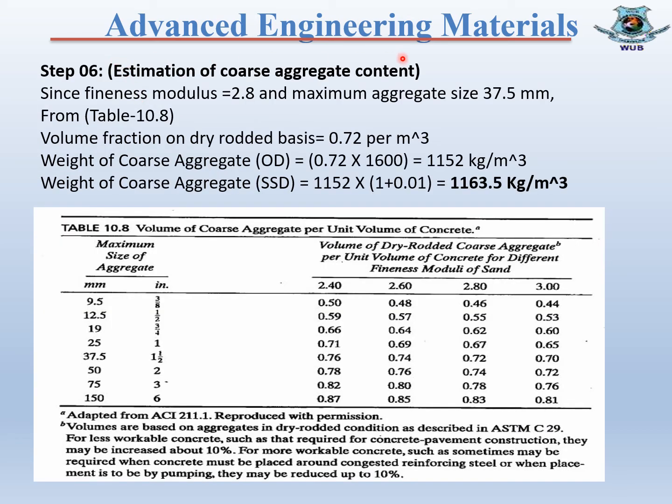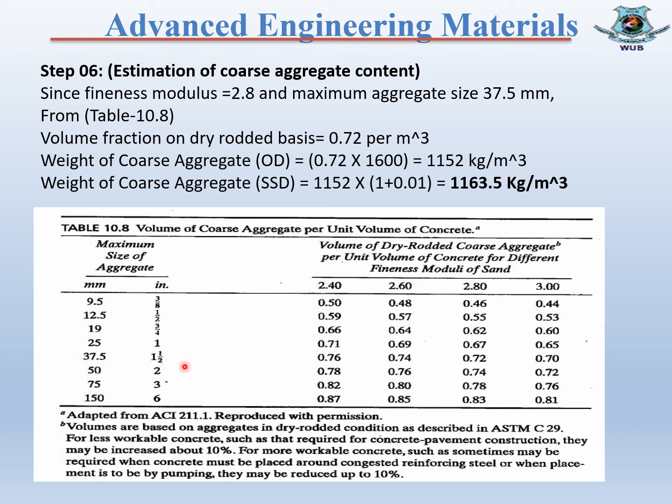Estimation of coarse aggregate content. We will calculate the coarse aggregate content from this table, and this table gives the volume of coarse aggregate per unit volume of concrete. These are the maximum aggregate size. This is in millimeter, this is in inch. These are the fineness modulus of sand, that means fineness modulus of fine aggregate. In the question it is given that our maximum aggregate size is 37.5.